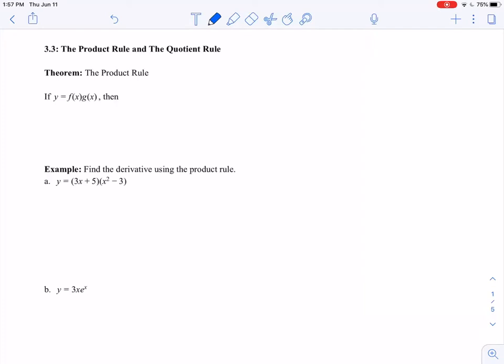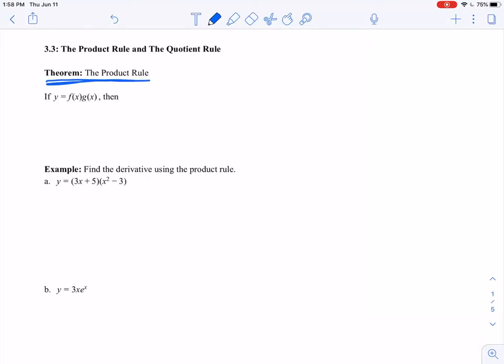So we know some derivative rules. We know the power rule, we know the derivative of e to the x, we know the derivative of natural log of x, but now we're going to get into a few more examples. We're going to learn a few more derivative rules here. We're going to start with the product rule.